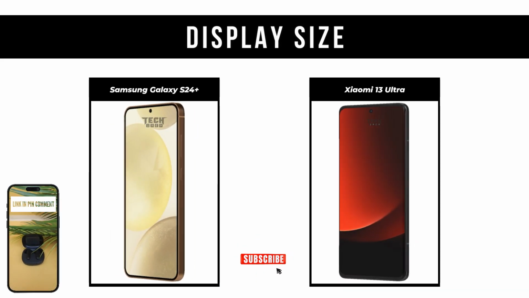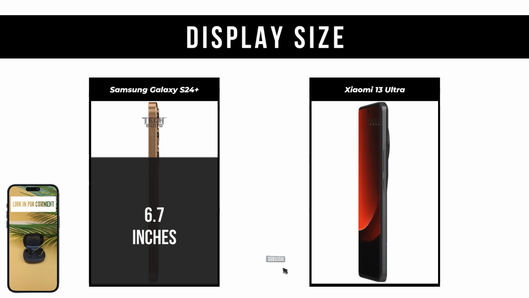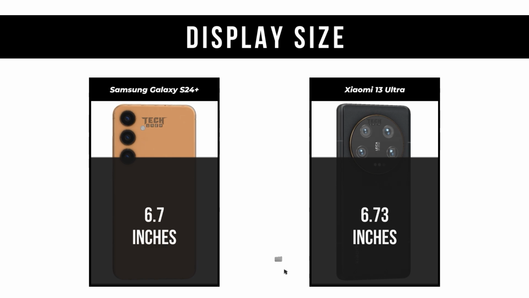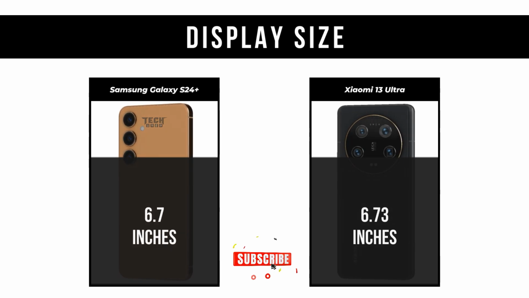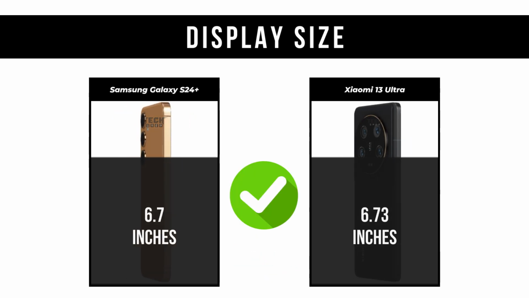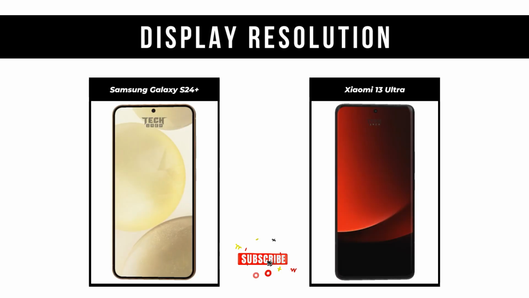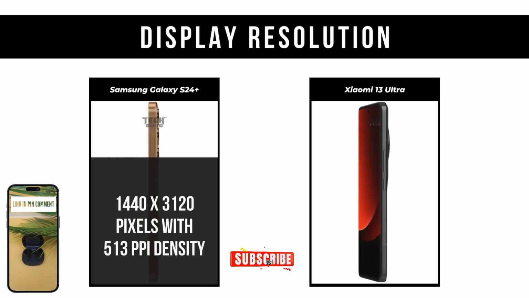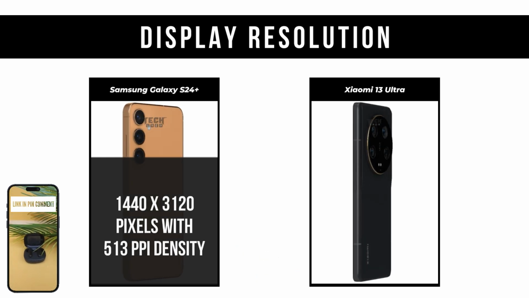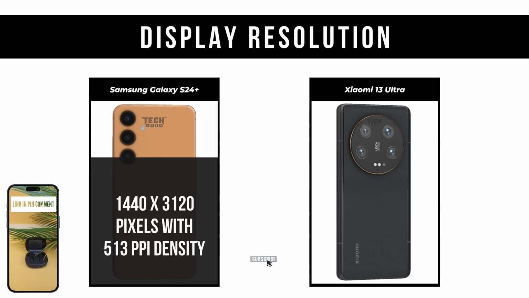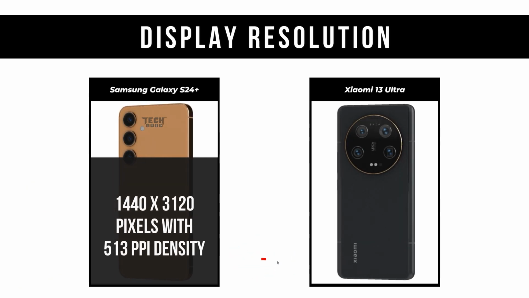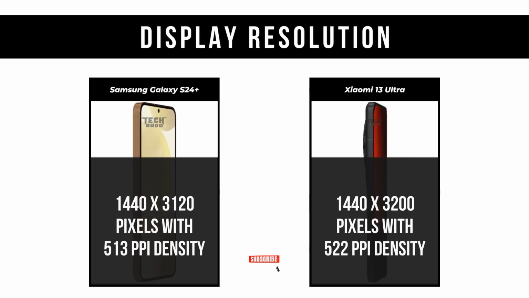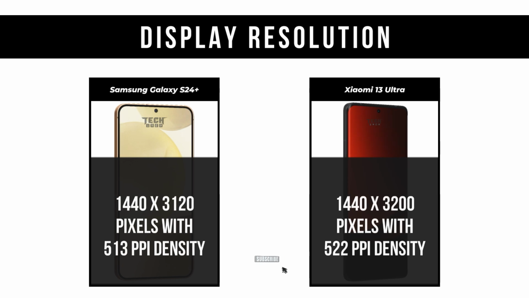Display size. Samsung Galaxy S24 Plus is 6.7 inches. Xiaomi 13 Ultra is 6.73 inches. Display resolution. Samsung Galaxy S24 Plus is 1440 into 3120 pixels with 513 ppi density. Xiaomi 13 Ultra is 1440 into 3200 pixels with 522 ppi density.